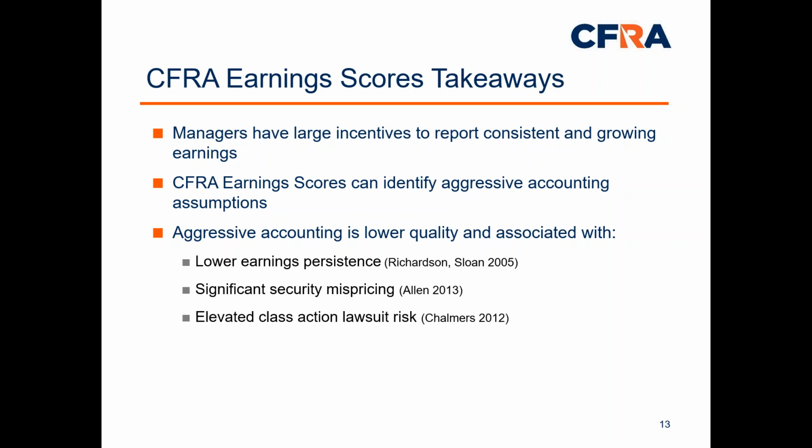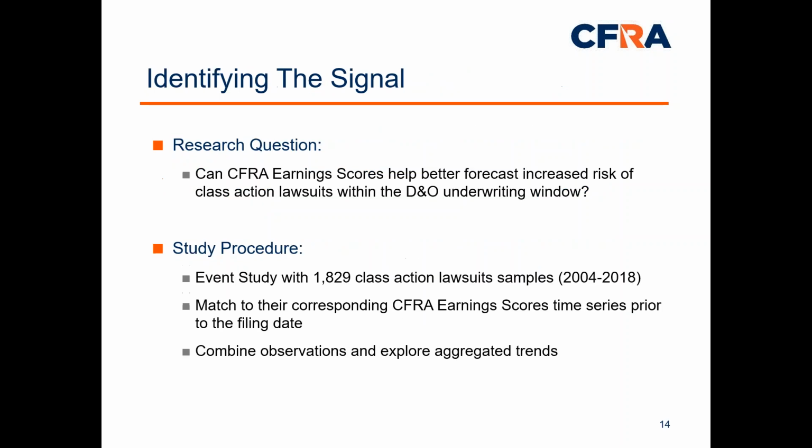in 2005. Lower earnings persistence simply means that given two firms with the same current level of profitability, the firm with higher accruals tends to be less profitable in the future. Security mispricing occurs when investors give the same valuation to one of these companies despite it being less profitable in the future on average. Finally, this connection of security mispricing is associated with elevated class action lawsuit risk.